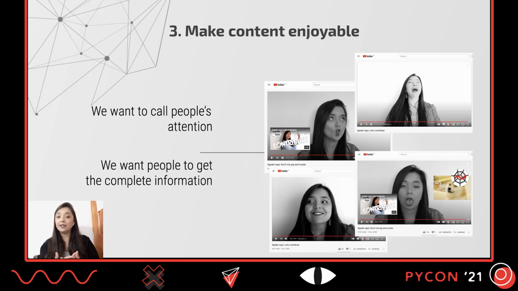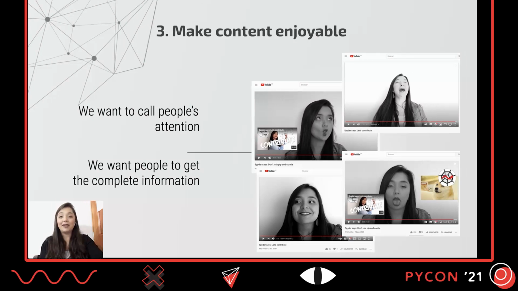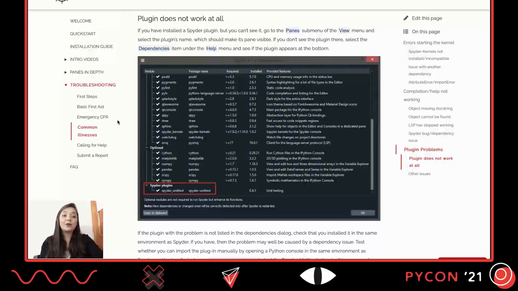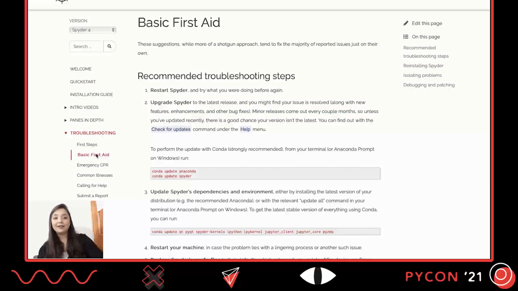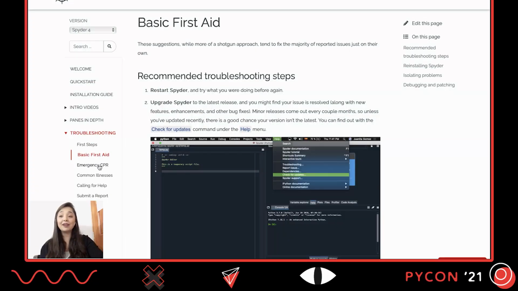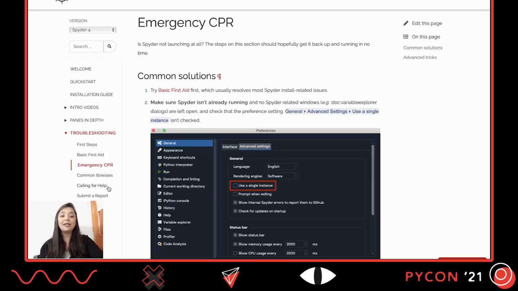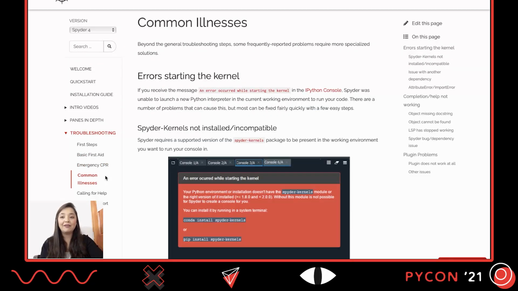Even with written content, which is actually harder to make fun, it is possible, I think. So one thing that I did, for example, was writing the troubleshooting guide as a medical guide. It is a really, really long manual, but it's split into sections that have a fun name, basically. So it is easier to follow and a little bit less boring to read, I would say.